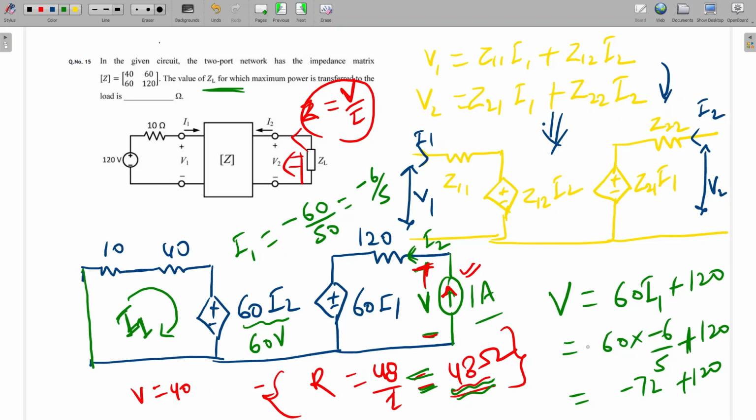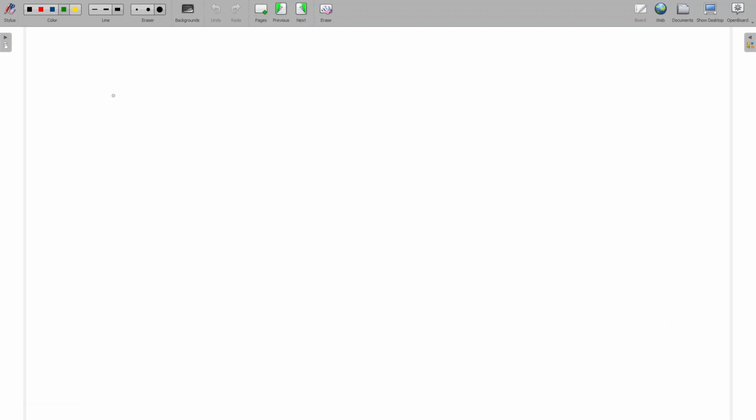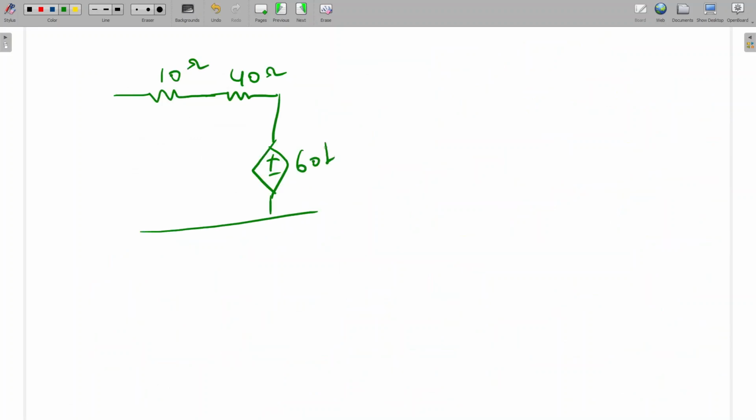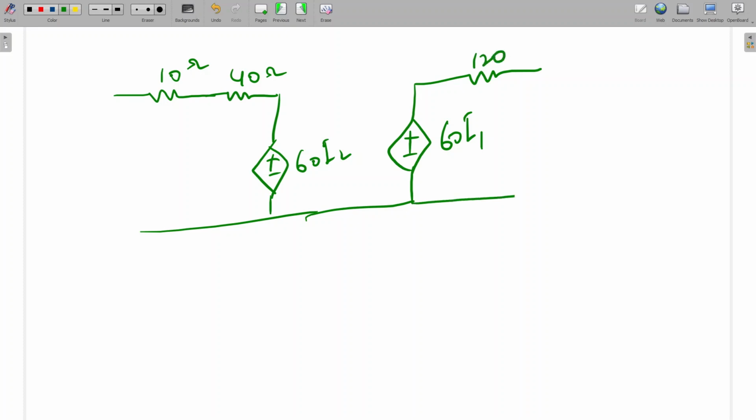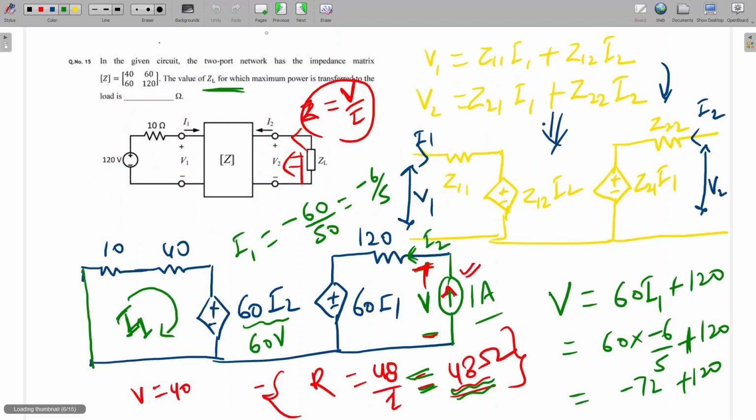Okay. So for the same question I am going to calculate the Thevenin's voltage also. So I'm going to write it on the next page. We can calculate the Thevenin's voltage. So this is 10 ohm, this is 40 ohm, that is this value, plus minus 60 I2. This is 60 I2, and here it is plus minus 60 I1, and this value 120, and here it is plus minus this voltage, 120 volt.